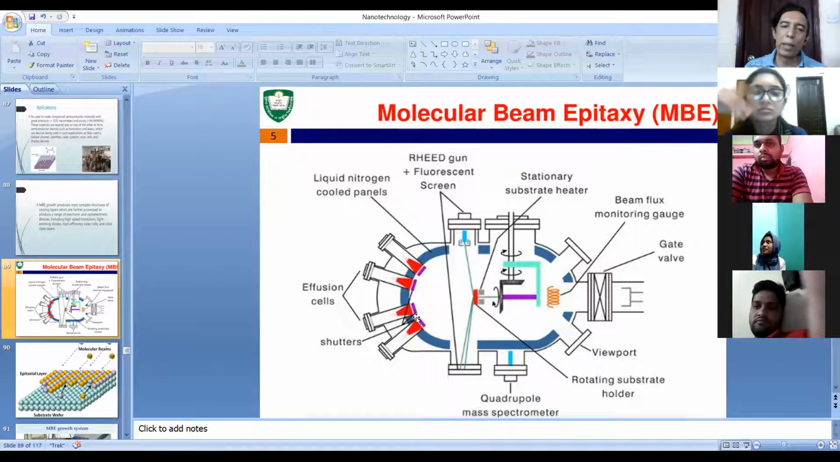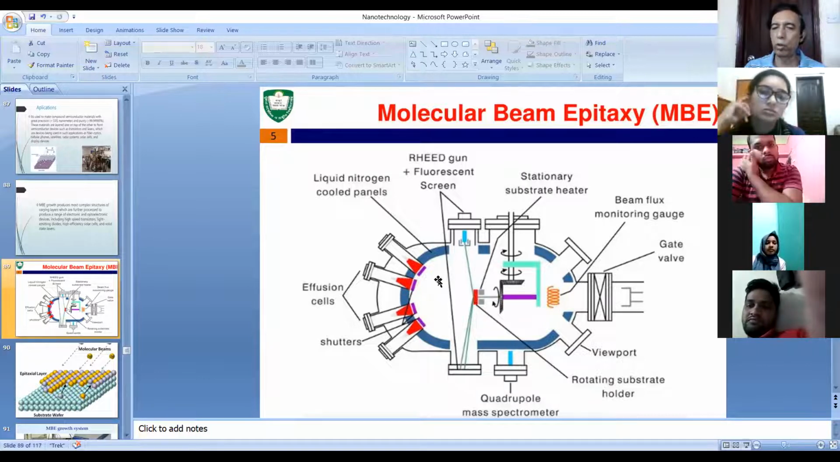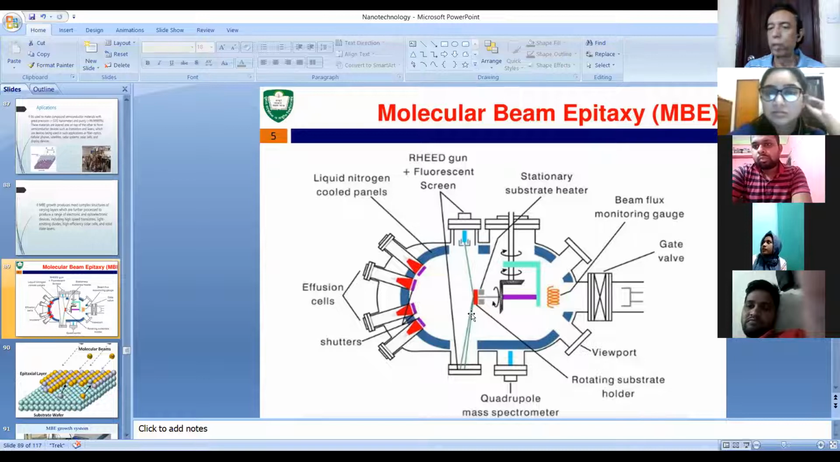By this heating arrangement, these solid substances are vaporized, and by this gate, it is thrown to the substrate. Now, this substrate can rotate. The rotation is necessary for uniform preparation of the thin film.